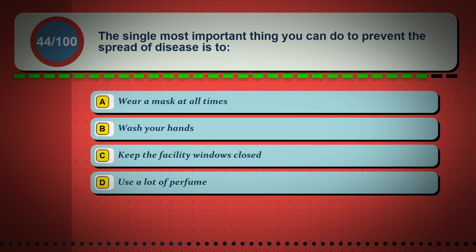Question 44. The single most important thing you can do to prevent the spread of disease is to: Option A, wear a mask at all times. Option B, wash your hands. Option C, keep the facility windows closed. Option D, use a lot of perfume.